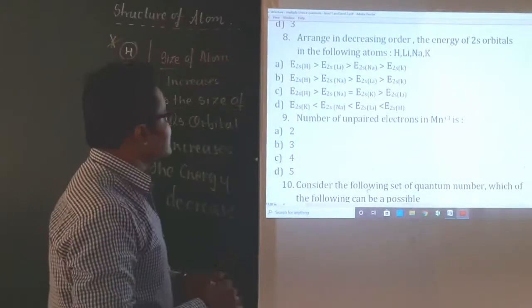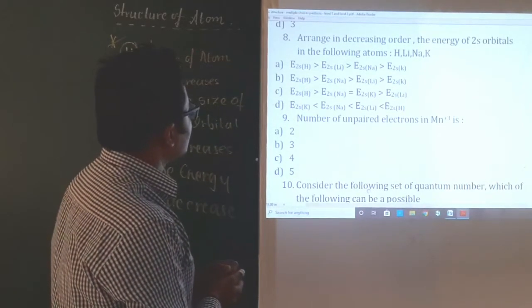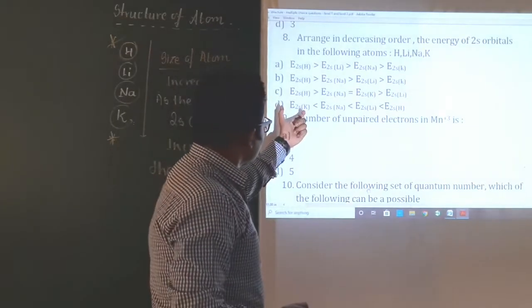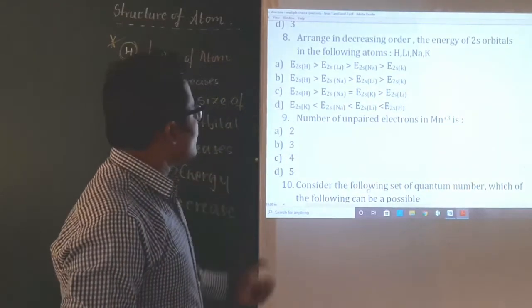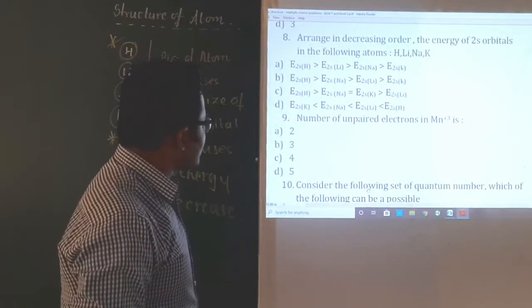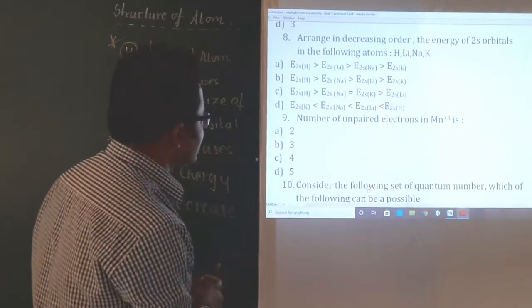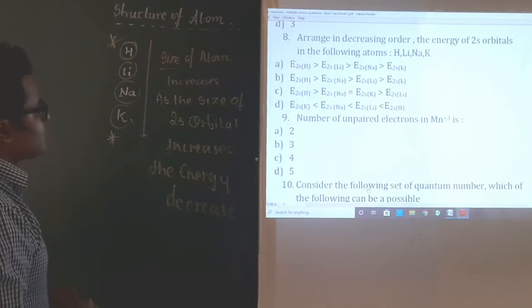So therefore, taking a look into this case, yes, the energy of the 2s orbital for potassium is smaller than that of sodium, which is smaller than that of lithium, which is smaller than that of hydrogen in this case. Okay, so answer D is correct.